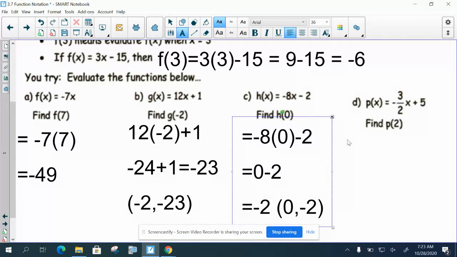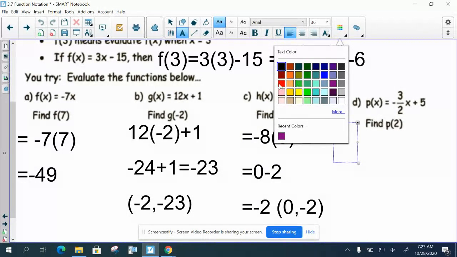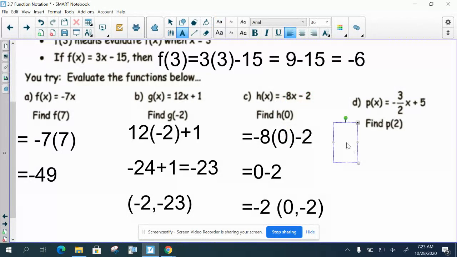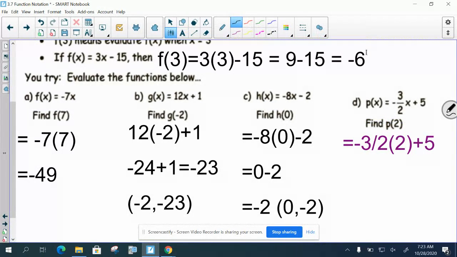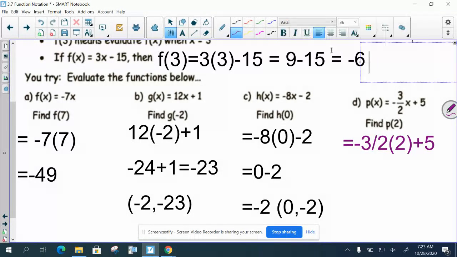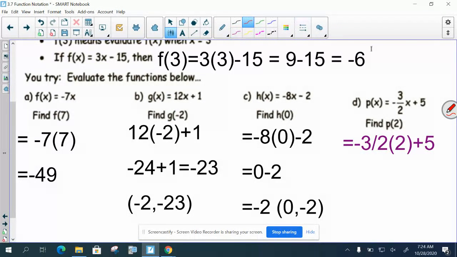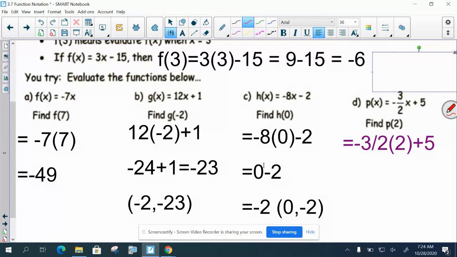And then last one, maybe I can try to switch up the color here if it works for me. All right, so it would be negative 3/2 times 2 plus 5. Well, negative 3/2 times 2, let me show you. So negative, oh, this isn't going to work. Come on, use the pen tool. I guess my pen tool is not wanting to work for me.